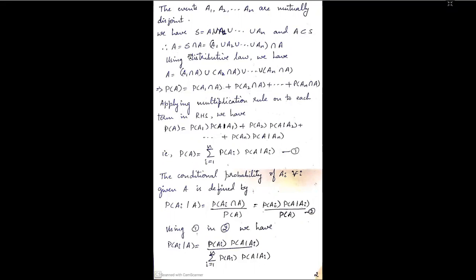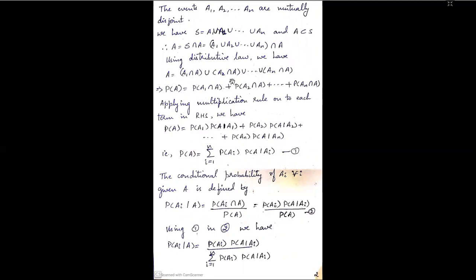So therefore A can be written as S intersection A, as A is a subset of S. You write down what is S: A1 union A2 up till AN, intersection A. Now using the distributive law, we can write this as A is equal to A1 intersection A, union A2 intersection A, and so on. Now applying probability on both the sides, we get probability of A is equal to probability of A1 intersection A plus probability of A2 intersection A and so on up till probability of AN intersection A. The reason is these events are disjoint.